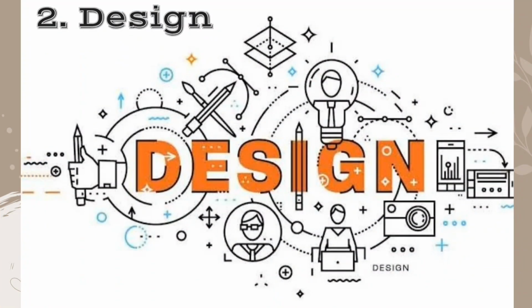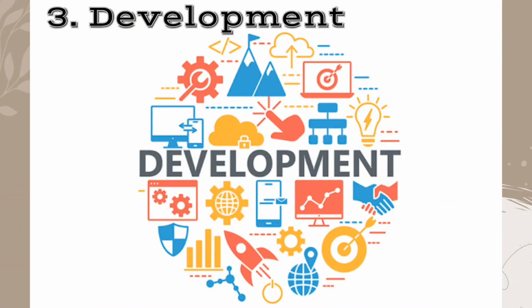The second phase is design. Designing effective training programs is at the heart of the ADDIE model. This phase focuses on creating a blueprint for the training, outlining the learning objectives and instructional strategies best suited for the target audience. Next is development.